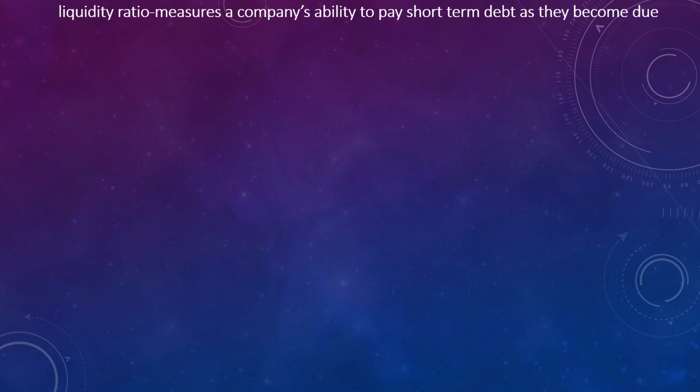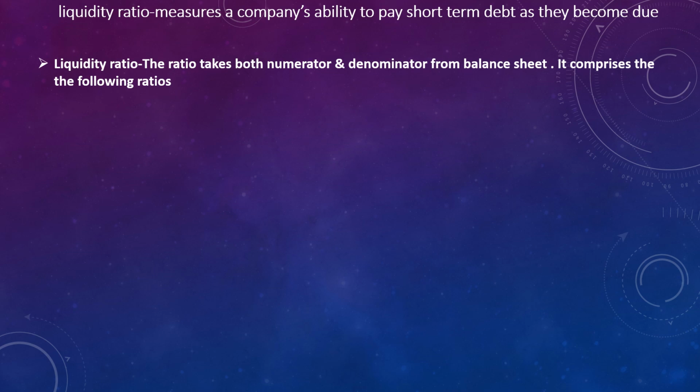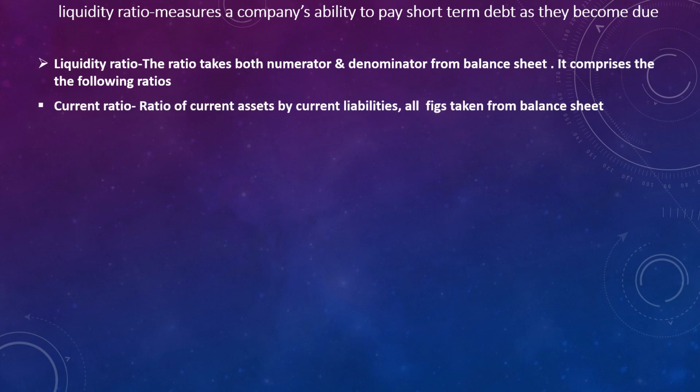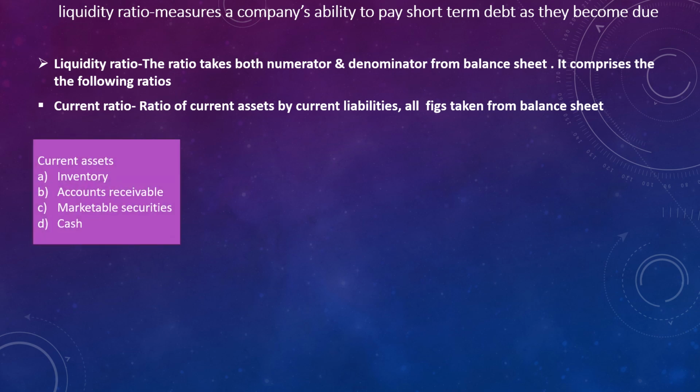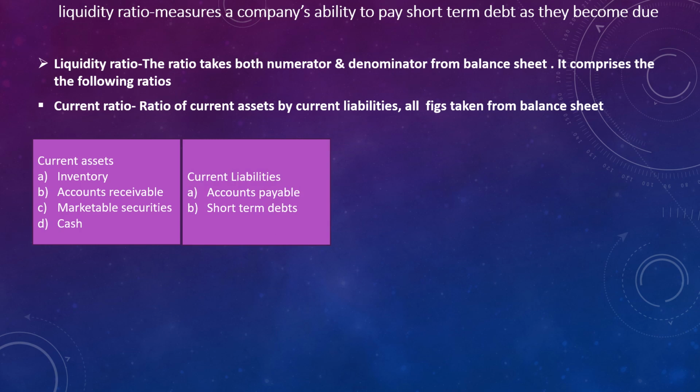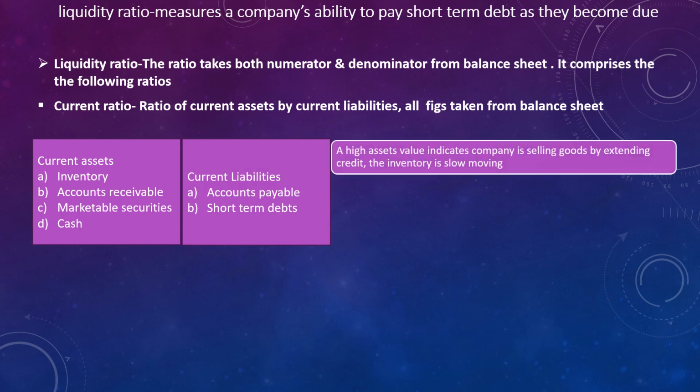Now, what is liquidity ratio? It measures a company's ability to pay short-term debt as it becomes due. Liquidity ratio. This ratio takes both numerator and denominator from the balance sheet. It comprises the following ratios. Current ratio. Ratio of current assets by current liabilities. All figures are taken from the balance sheet. Now, current assets comprise the following: inventory, accounts receivables, marketable securities and cash. Current liabilities comprise accounts payable and short-term debts.